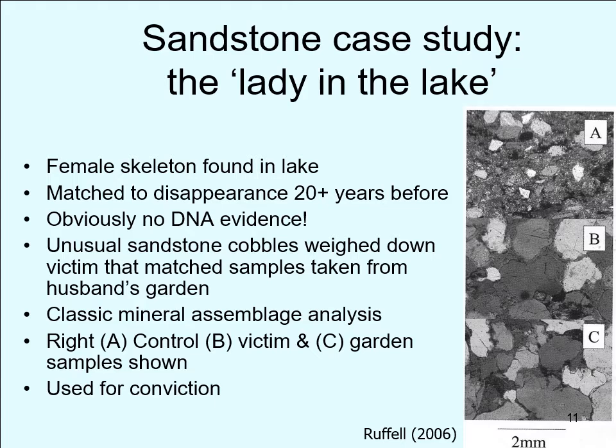So B and C, as you can hopefully see, have got sort of similar sized grains, colours, all there in grayscale in this example, compared to the control sample, which is the top one. So they actually used that evidence to help convict the husband of her murder. You can read more about that in the Ruffle paper if you wish.